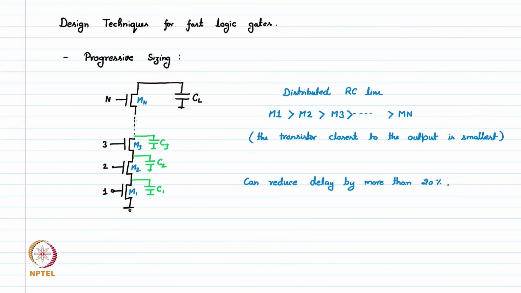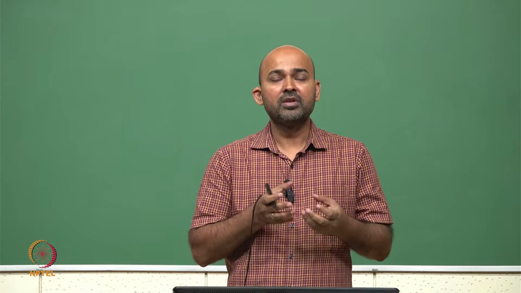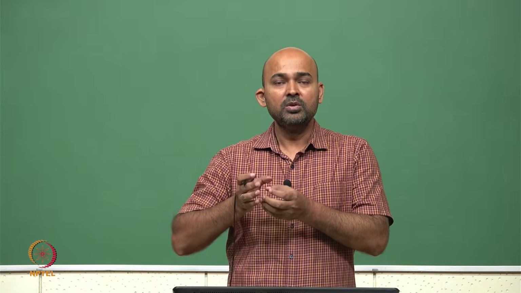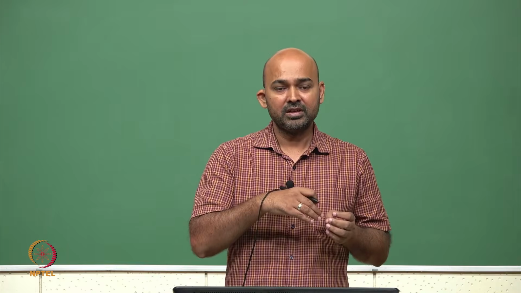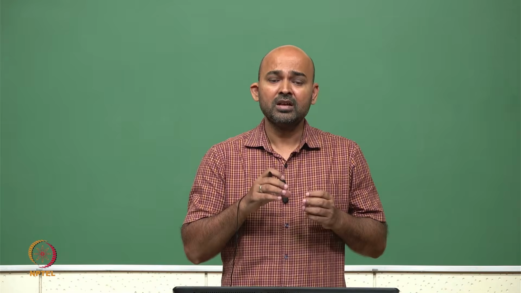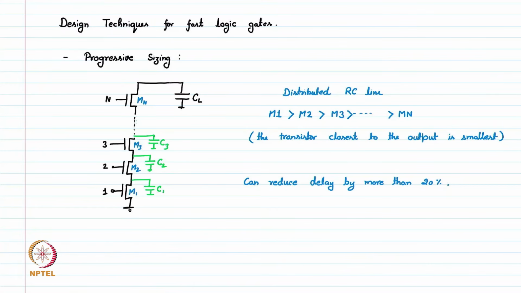So here we see that the pull up network and pull down network also have some intermediate capacitances in between, and by Elmore delay we saw that the worst case delay TPHL is 0.69 times the resistance times the capacitance network, C1 plus 2C2 plus 3C3 plus 4C4. To optimize the gate for the lowest delay, we do progressive sizing, where M1 is the biggest transistor, then M2, then M3, and Mn, and so on.